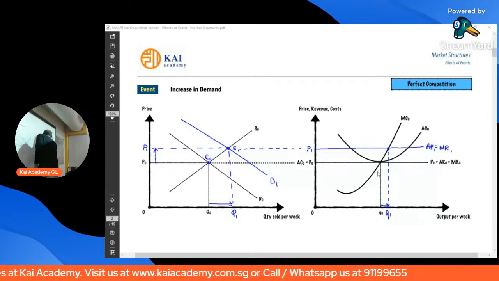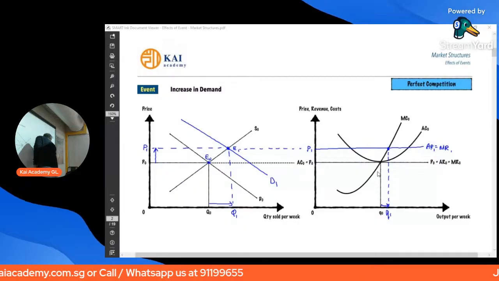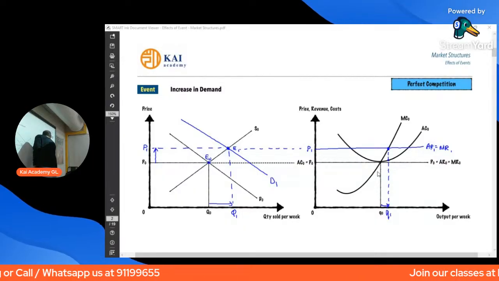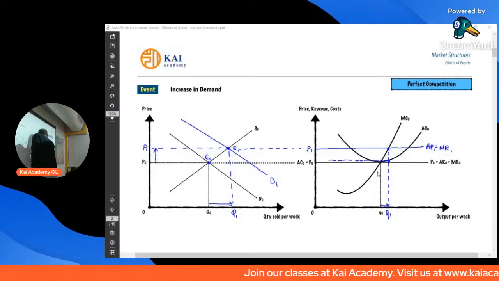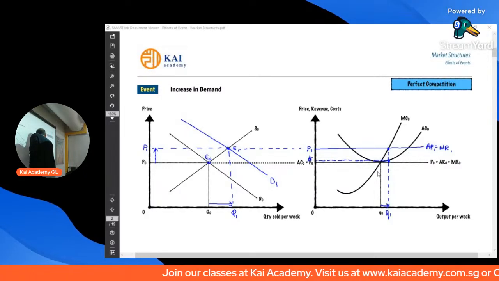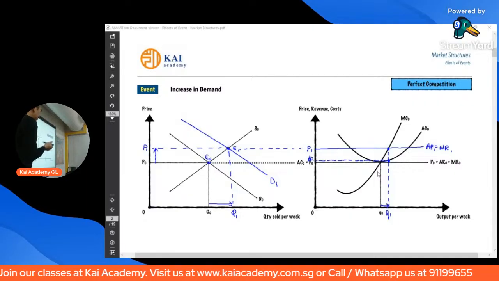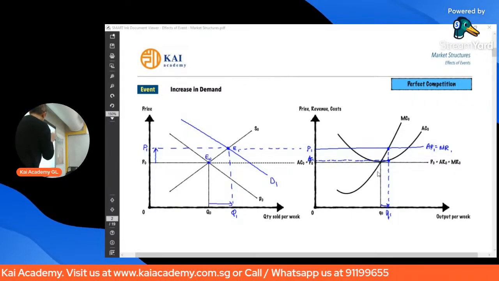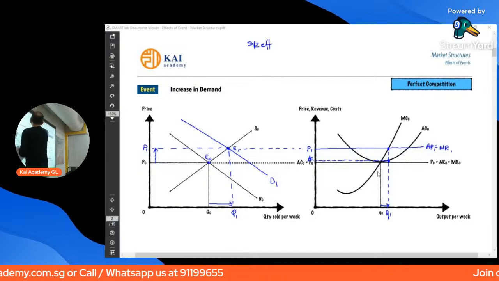Then once your quantity goes up to Q1, watch from Q1, we draw a dotted line up to where the AC curve is. That's where we determine the AC1. So this is where we have our supernormal profit area being determined. So that's it, short run equilibrium done. So let's look at short run effects.